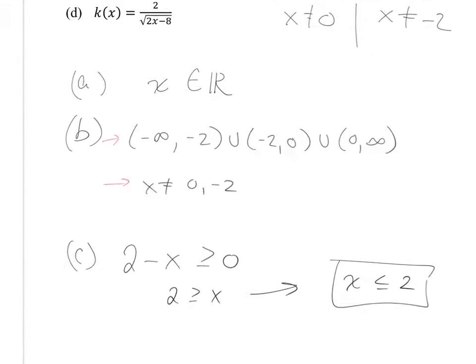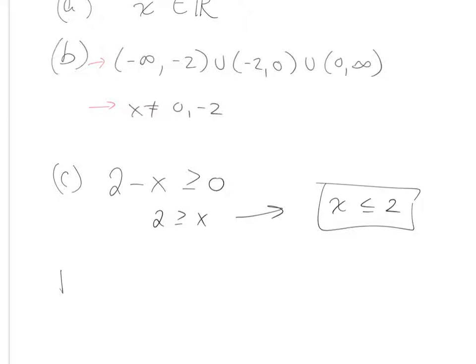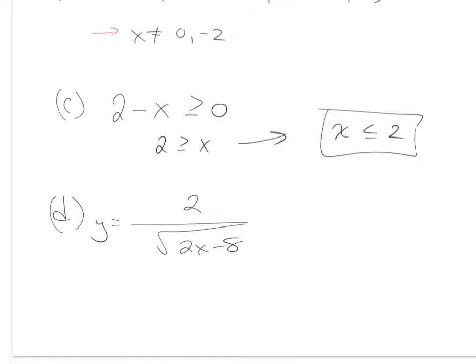So it was 2 over the square root of 2x minus 8. Wait, if x equals 2, you get 4 minus 8, the square root of negative 4. That's negative. It's not going to work. Yeah, so isn't the answer x greater than 4? Let's figure it out. Let's go through it.